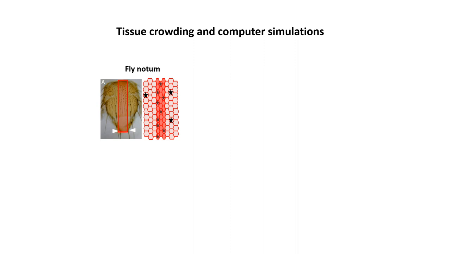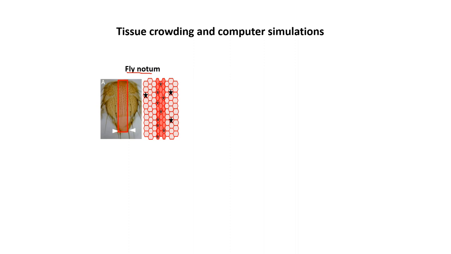So first thing that I want to show you is what they study. I didn't know this information when this paper appeared. I didn't know what the fly notum was. The notum is just the back of the fly. Why do they call it notum? Nota for plural, because this is what the experts in this field call the back of the insects.